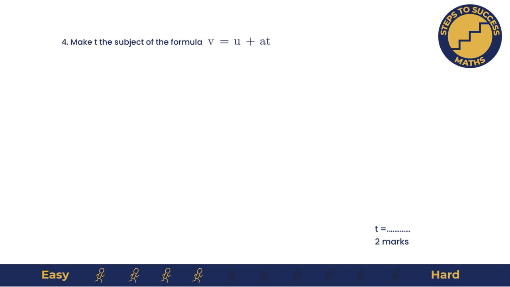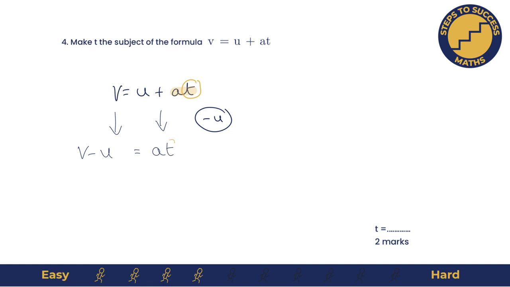Question 4. Make T the subject of the formula V equals U plus AT. So circle the T. Okay, so we don't want the U and we don't want the A. At the moment, the A is wrapped up next to the T. So we start by getting rid of the U. We get rid of it by taking away U from both sides. V minus U is equal to AT.